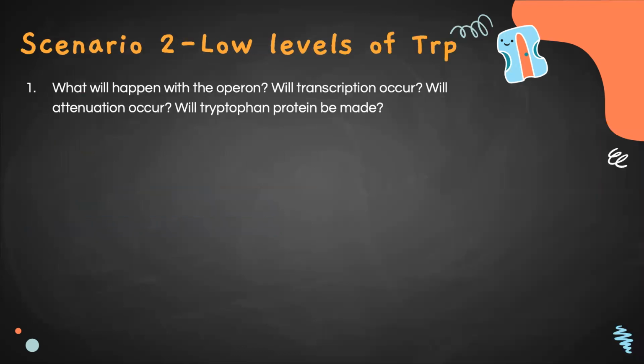All right, so that leads to the second scenario where you have only low levels of tryptophan. So there's not enough for the cell. So what do you think will happen operon-wise?